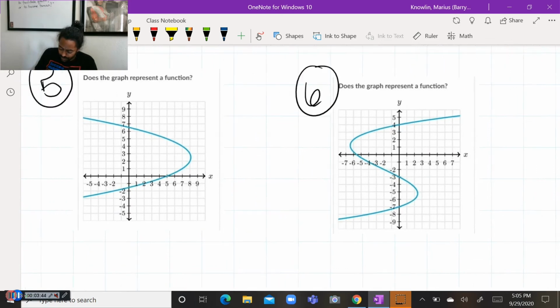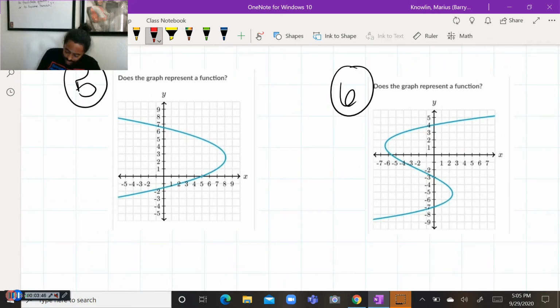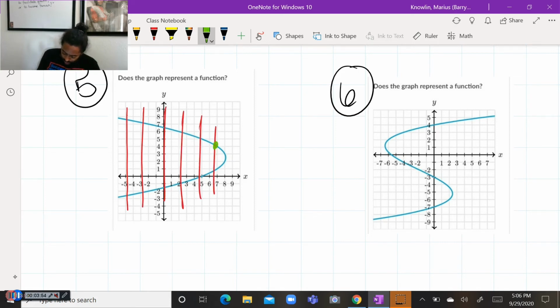Okay, 5 and 6. Once again, if I take my red marker and draw vertical lines, each of these vertical lines touches the graph twice. Look, this one touches it twice, this one touches it twice, this one here touches it twice. All of these touch the graph 2 times, which means that it fails the vertical line test.